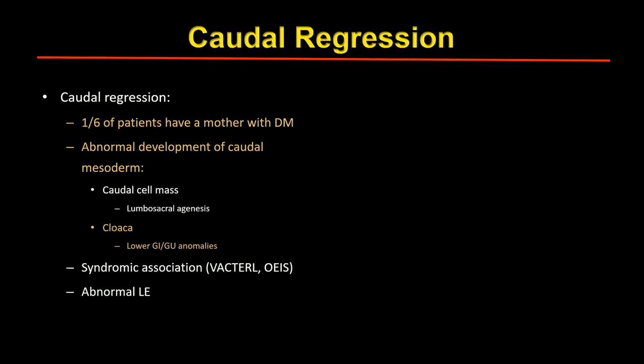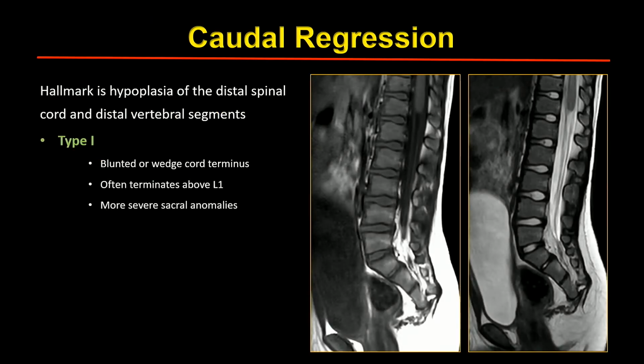Moving on to caudal regression. Now, caudal regression syndrome has different names. It's called caudal regression sequence, caudal regression agenesis. It comprises a range of abnormalities in the lower half of the body, obviously including the lumbosacral agenesis or dysgenesis, along with variable involvement of lower limbs, GI tract, GU tract. And it's a cardinal feature of diabetic embryopathy. Now, imaging hallmark is that there is hypoplasia of the distal spinal cord and vertebral segment.